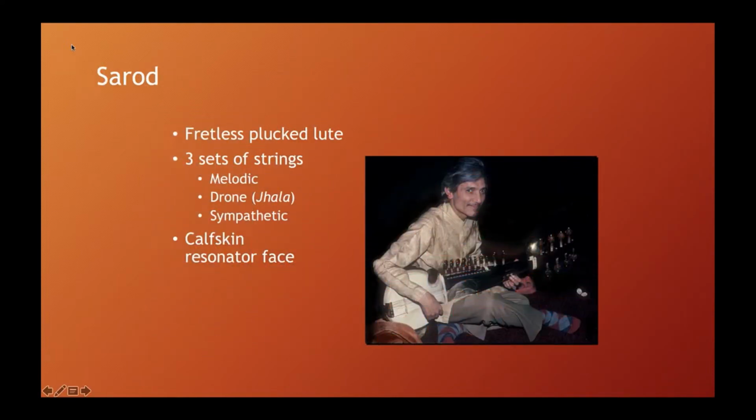You also heard the melodic instrument, the sarod, which is a fretless plucked lute. So it has no frets. It has a smooth metallic, what would normally be a fretboard, and 3 sets of strings: melodic strings, drone strings, and sympathetic strings underneath. And we'll talk more about sympathetic strings in a few seconds. It has a calfskin resonator face, and it has a little bit of a twangy, buzzy sound, and it also utilizes the metallic board to slide between notes.